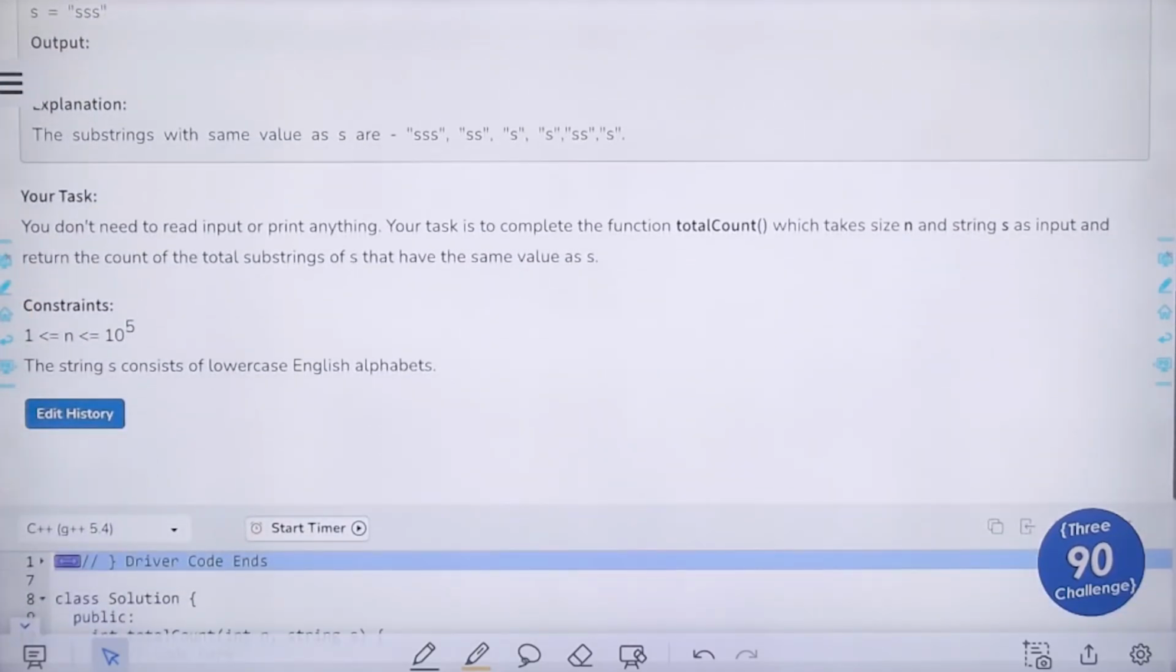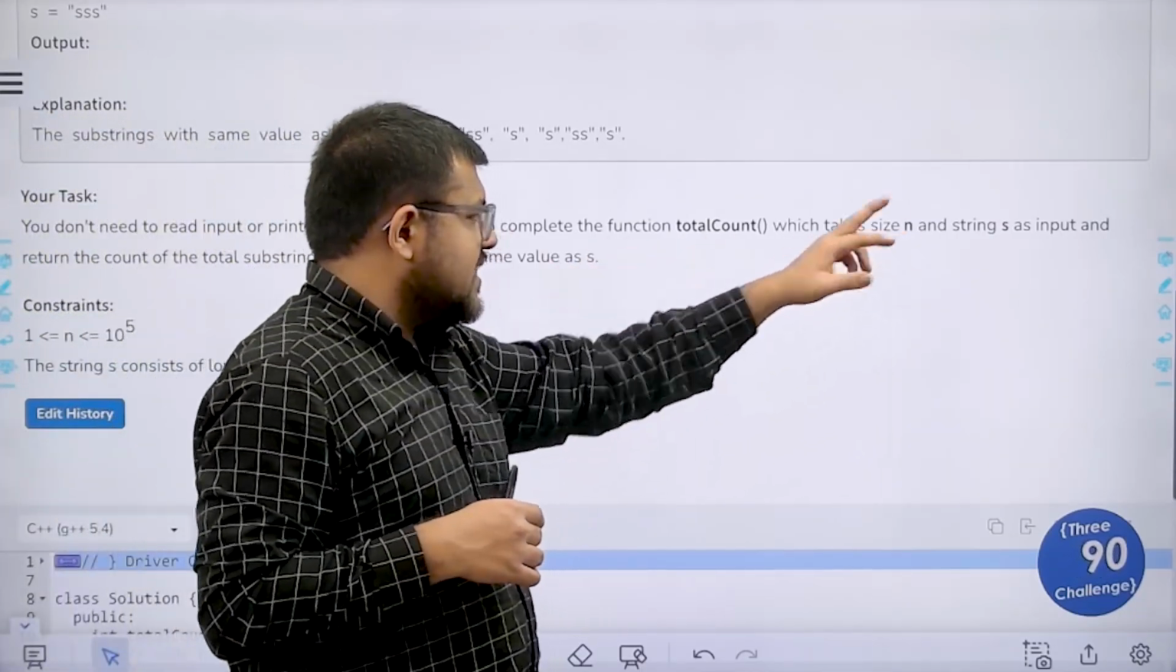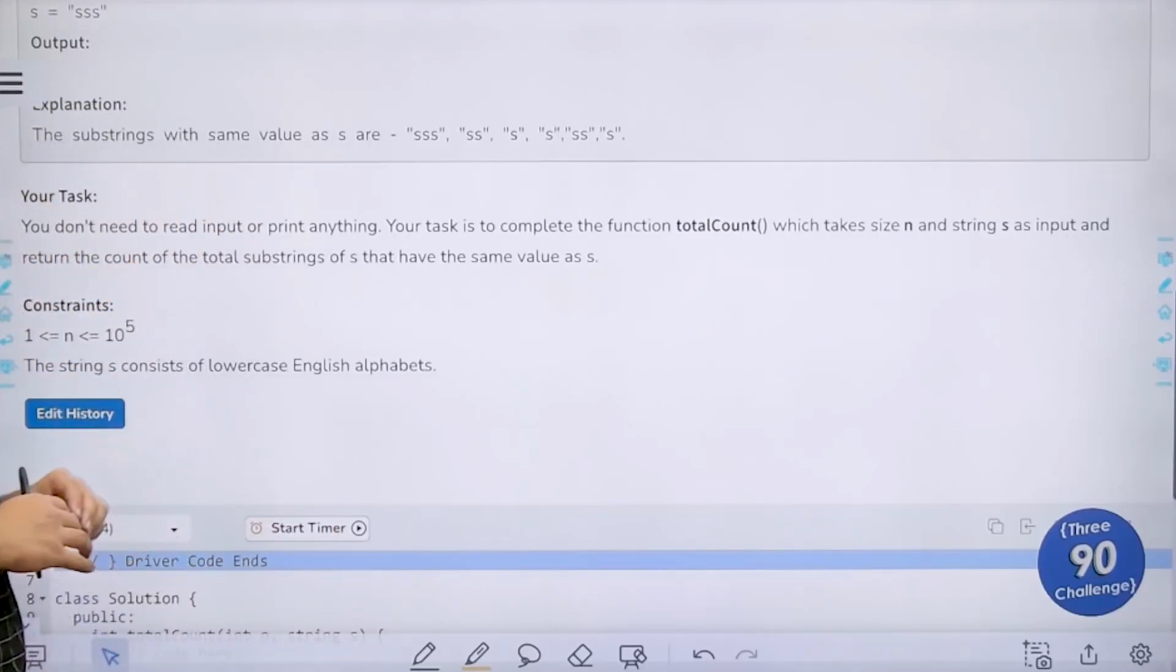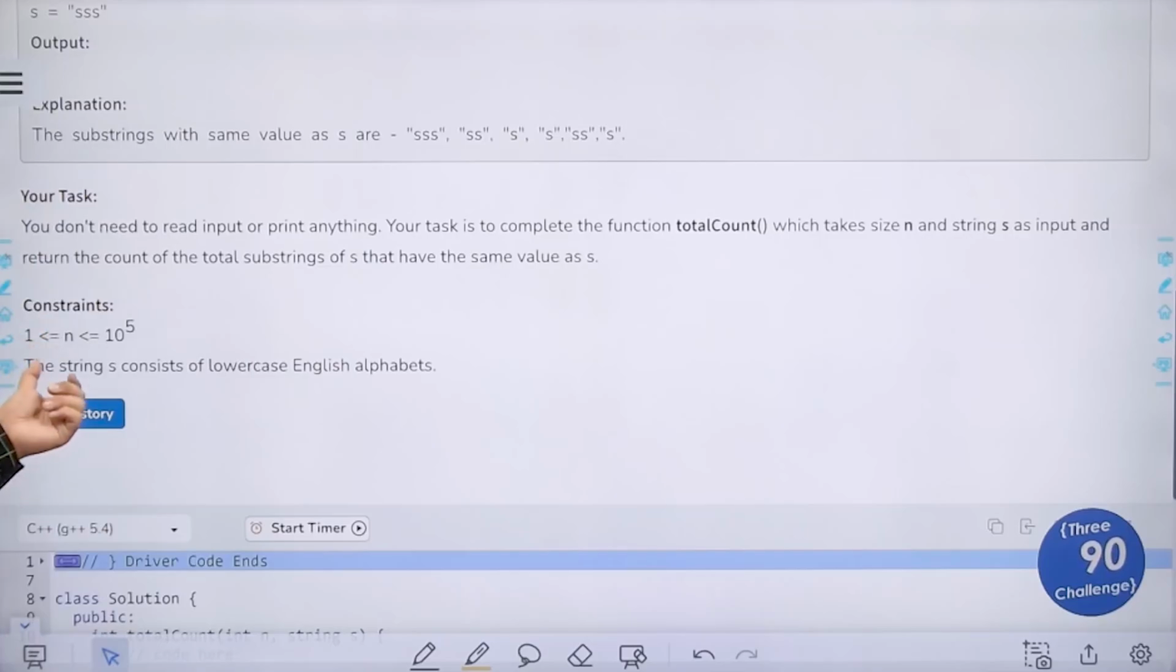You don't need to read input or print anything. Your task is to complete the function total count, which takes size n and string s as input, and returns the count of the total substrings of s that have the same value as s. And the constraints are given here.